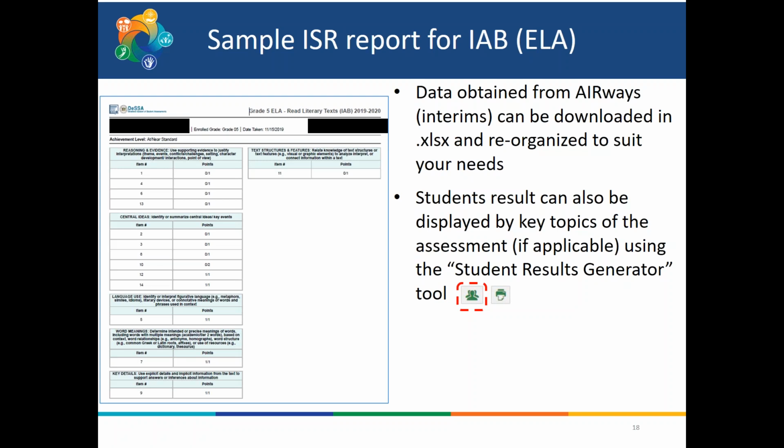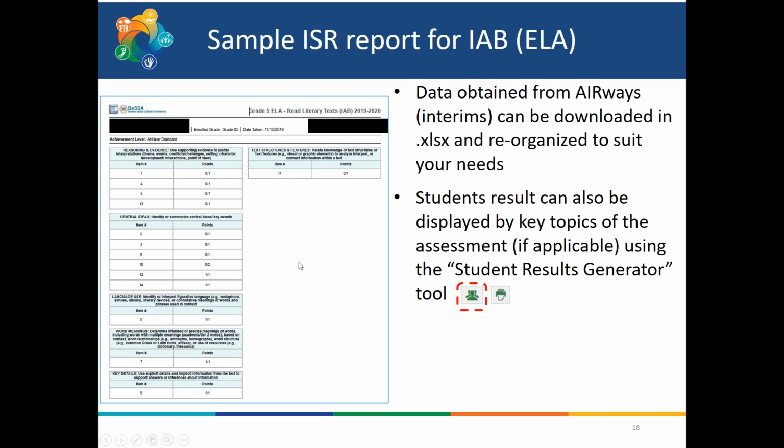The student result can also be displayed with the key topic. I don't know if you see it on the screen here, but this is a particular one for ELA. And you can see that they group the items 1, 4, 6, and 13 under reasoning and evidence. And then under the central ideas for that IAB, they have grouped the items that would be coded to that central idea. And then it gives you the number of points that the student got. Obviously this student didn't do too well. And then you have language use, and then you have word meanings and key details.